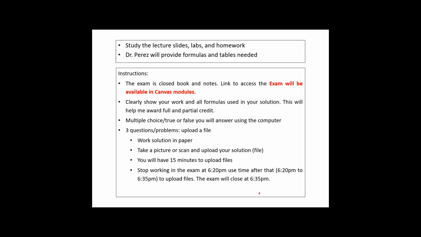If you face issues uploading the files to Canvas, you should send me an email during this time period. Let's say by 6:30 you have tried and you have not been able to upload the file. At that point, send me an email and include the files, so I'm aware that that's an issue and that you have completed the exam. The only thing that is missing is just uploading the files. That's in case the system is creating issues for you and not letting you upload the files.